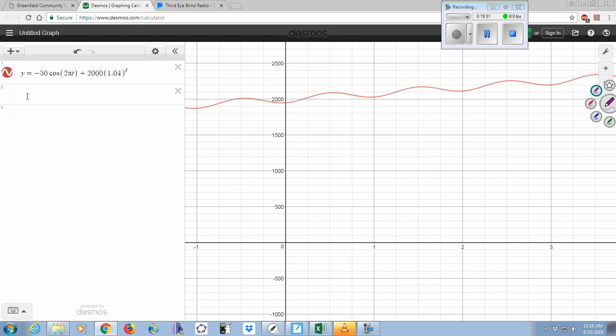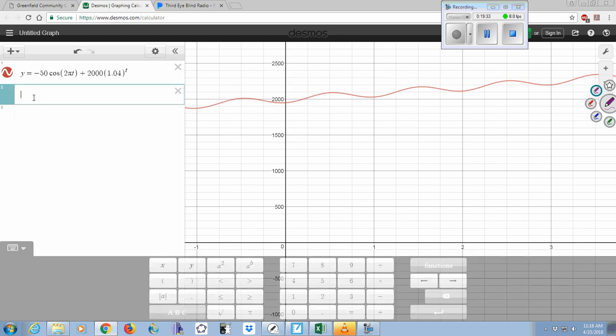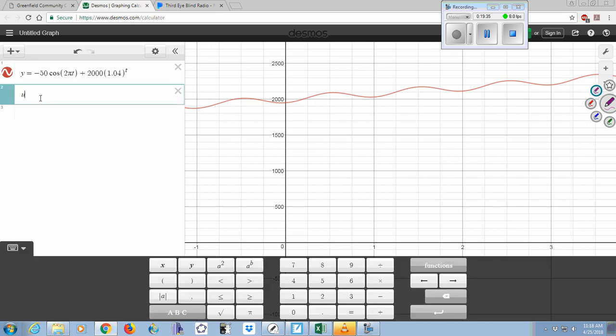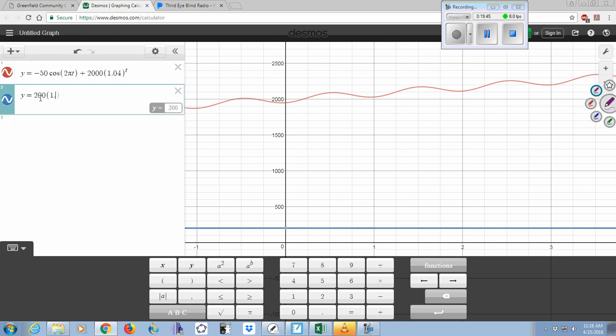So the midline itself was what? Yeah, y equals... because y equals 2,000 is going to be constant. We got a midline that's changing and shifting, right? So 2,000 times 1.04 raised to the t. Oh, okay. Thank you.